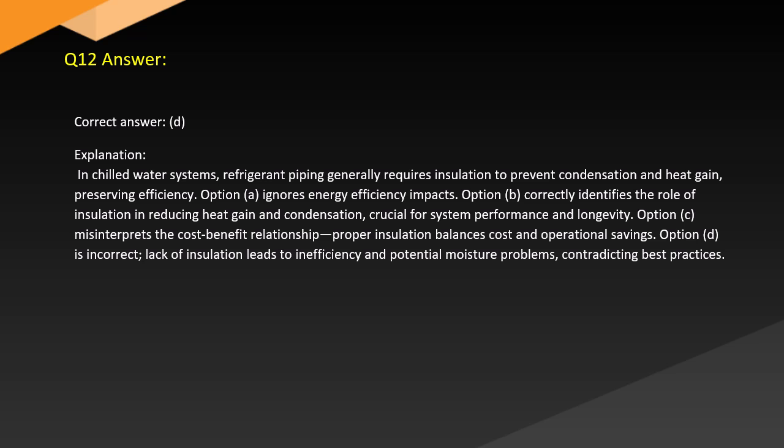Answer. Correct answer, D. Explanation. In chilled water systems, refrigerant piping generally requires insulation to prevent condensation and heat gain, preserving efficiency. Option A ignores energy efficiency impacts. Option B correctly identifies the role of insulation in reducing heat gain and condensation, crucial for system performance and longevity.